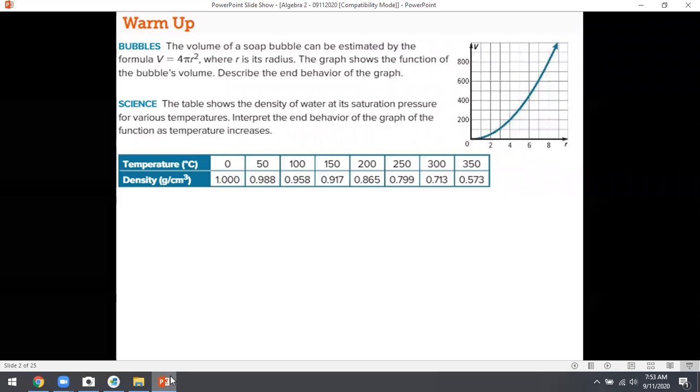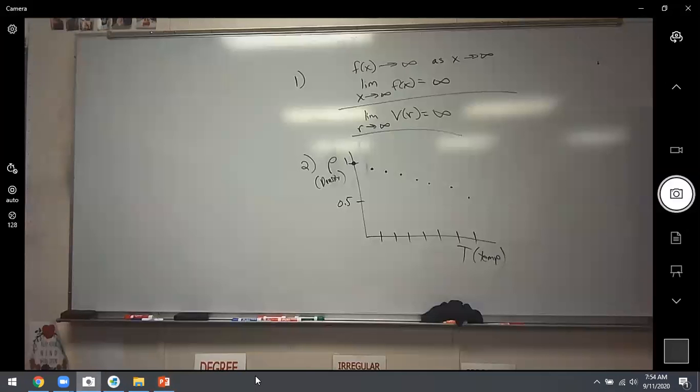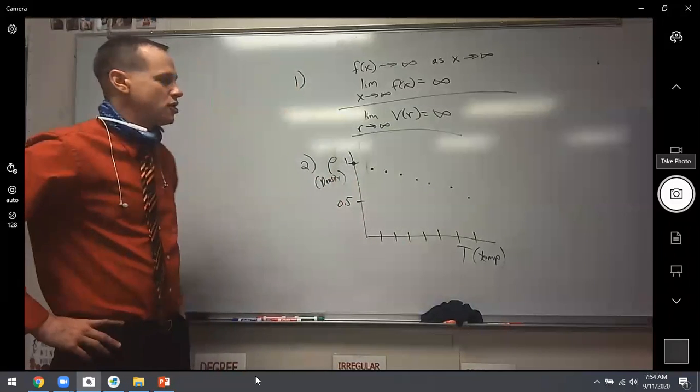Second one today is about science. The table shows density, pressure, and temperatures, and we're to interpret the end behavior as temperature decreases. Now, I hate tables. Tables are so hard to decode. So the very first thing I do when I have a table is I go plot it. So here's kind of what the table's saying in full format right here. It's density, and I just roughly sketch those points on there. That's not an exact science, but it'll work just fine. So here's my graph, my rough points for density versus temperature. And we're good on this.